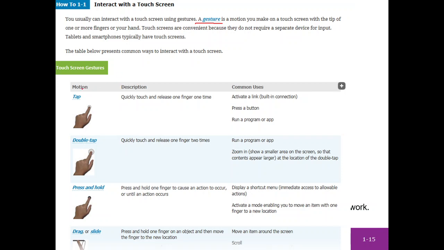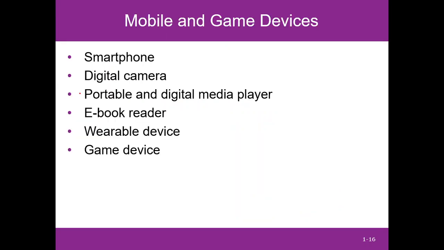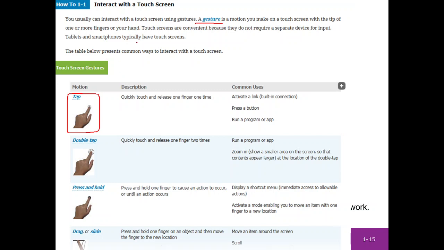So I hope you are aware of these terms. Tap. So you can tap the screen, quickly touch and release one finger one time. Okay? So this is called tap, a double tap. So quickly touch and release one finger two times. Press and hold. Okay? This is not rocket science. These are simple. You can drag or slide things, you can swipe across the screen, and you can pinch and do all those movements. Okay? So these are standard movements, but you should be aware of these terms and you should know how you can interact with the touch screen.